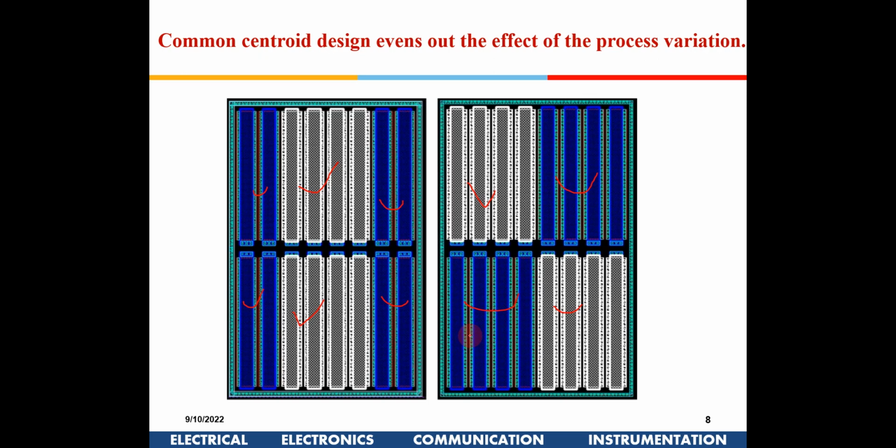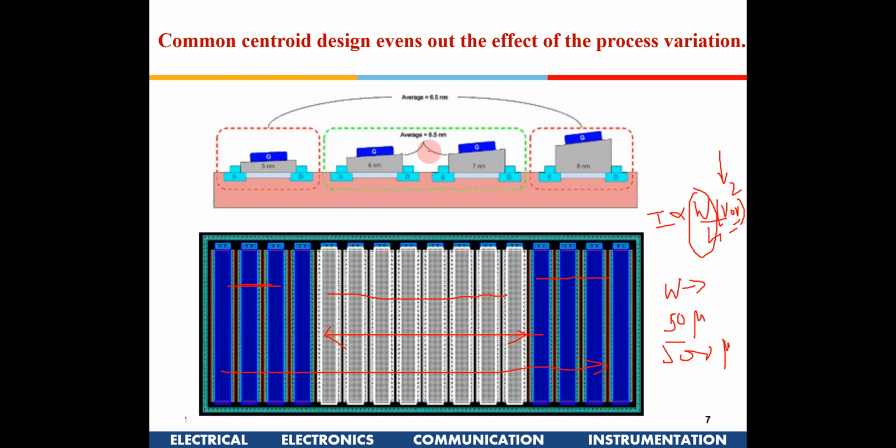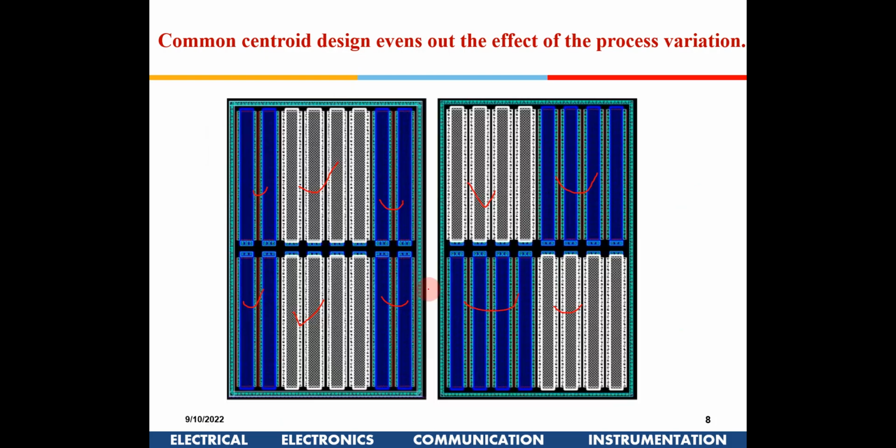What does not equal mean, width is not equal, you are saying? Not only width, process variations means oxide thickness, and it could be anything. Like for example, here if you see, this oxide thickness is 5, here it is 6, here it is 7, it is 8. Okay, this variation you are saying. Yes, these are all process variations.